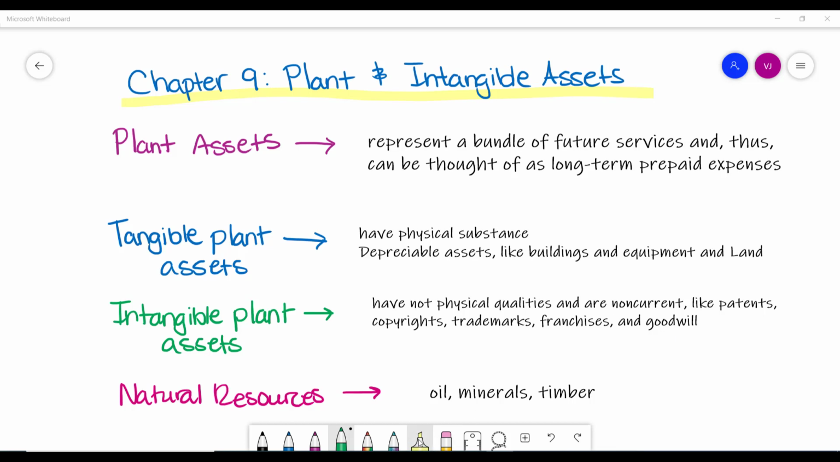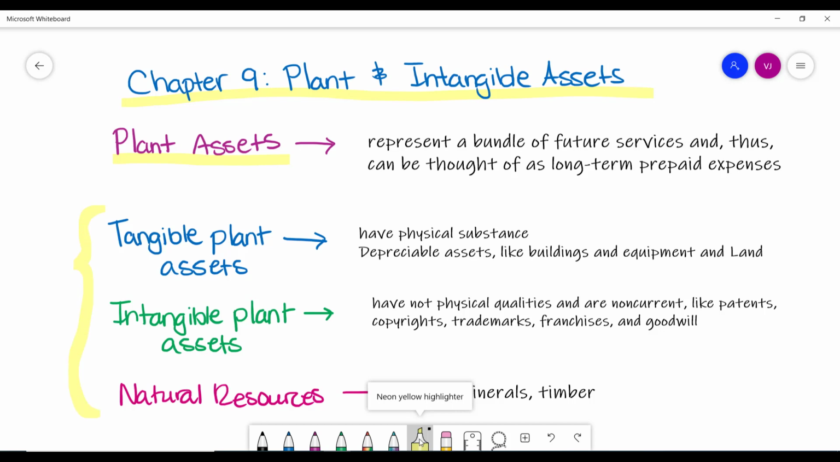So just plant assets overall, just in general as our overall category, they represent a bundle of future services. So they can be seen as sort of long-term prepaid expenses. So the whole chapter actually is going to look at all kinds of plant assets, and we break them down into these three general categories here.